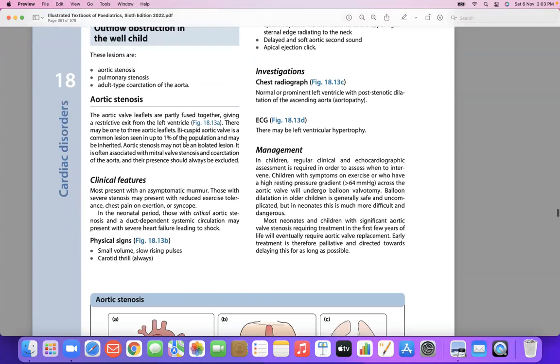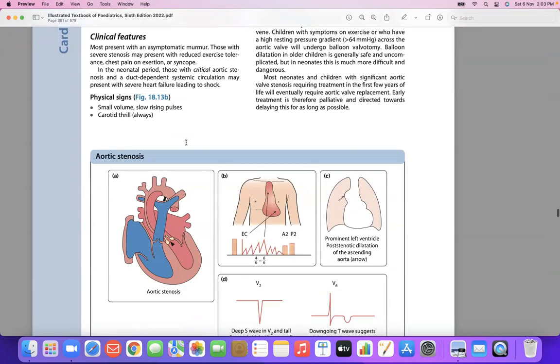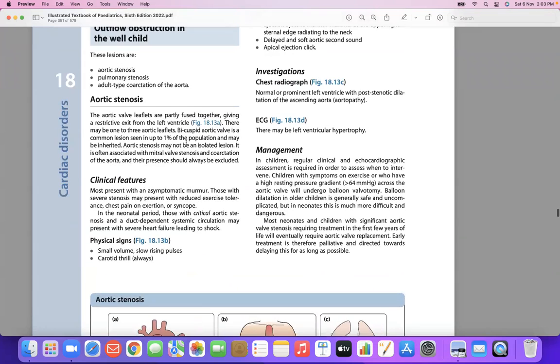Where is the ECG and echocardiography? I should know. Let me read here. Management. See ECG: left ventricular hypertrophy; chest radiograph: normal or prominent left ventricle with post-stenotic dilatation. This is the feature you see. In children, regular clinical and echocardiographic assessment is required in order to assess whether to intervene. Any child with aortic stenosis, you will follow them up to decide when to intervene.